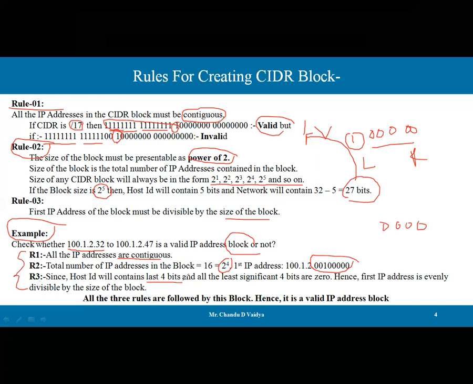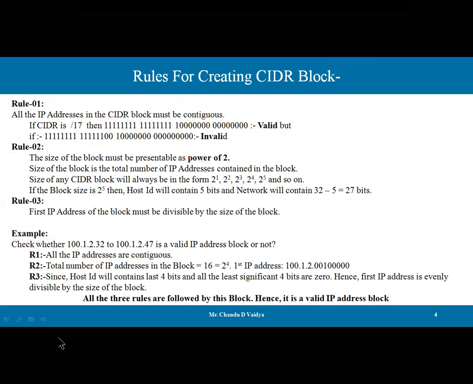So here we can say this is a valid IP address. All the 3 rules are applied over here by the block. Hence, this IP address is a valid IP address. So in this way, we can apply the rules over that particular slash value, the CIDR value, and we can check whether that is valid or not.